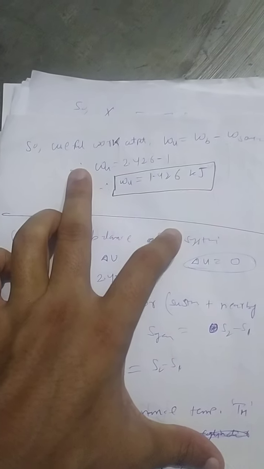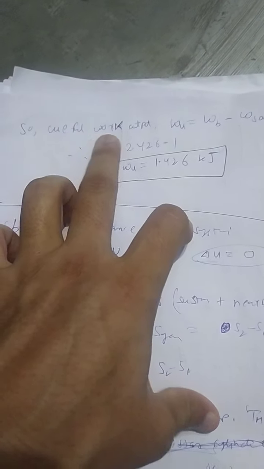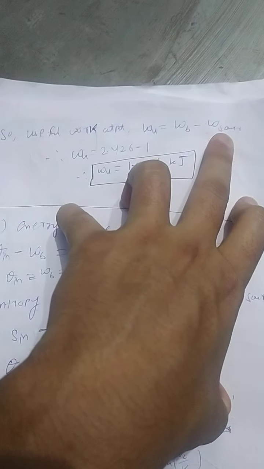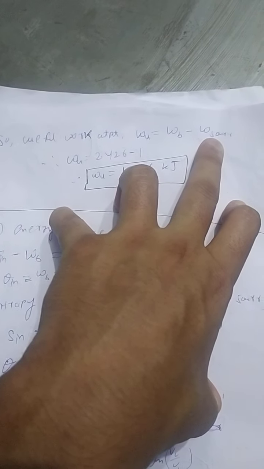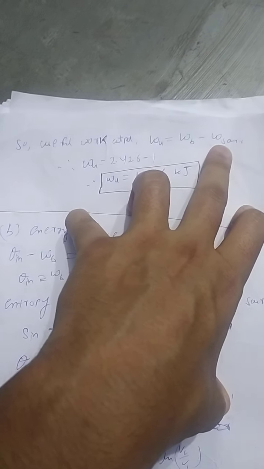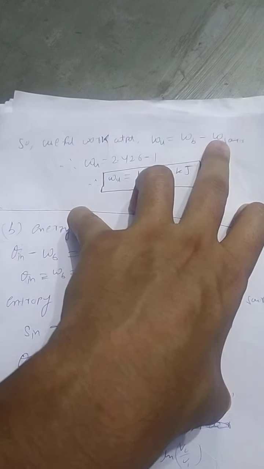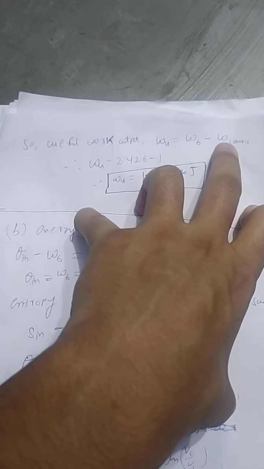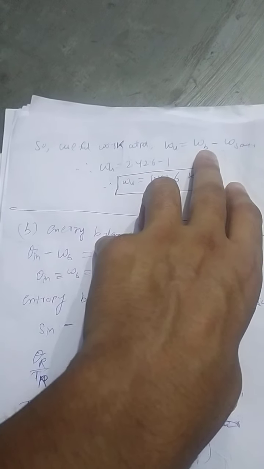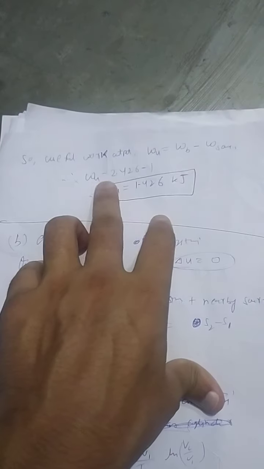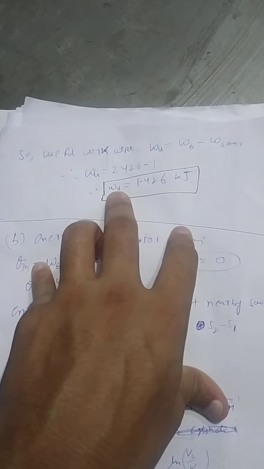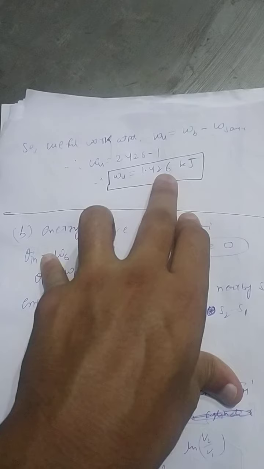So useful work output would be the difference between the boundary work and surrounding work, because surrounding work is just to push the surrounding. It is not actually useful. So the useful work output will be the difference between the boundary work and the surrounding work. So WU is equal to 2.426 minus 1, the useful work comes out to be 1.426 kilojoule.